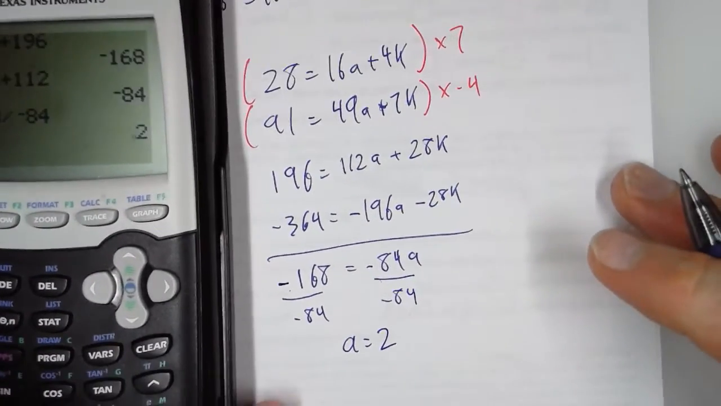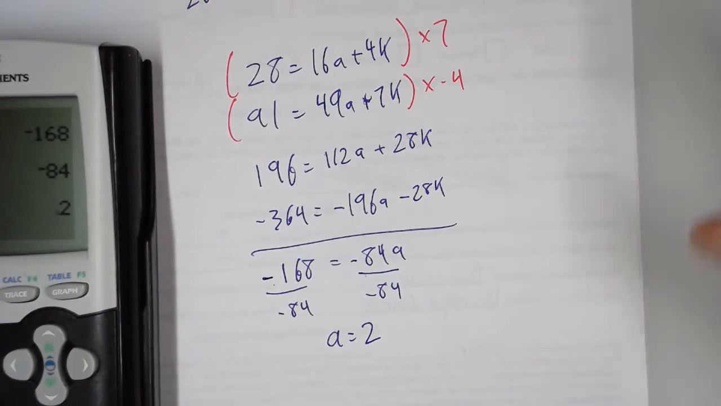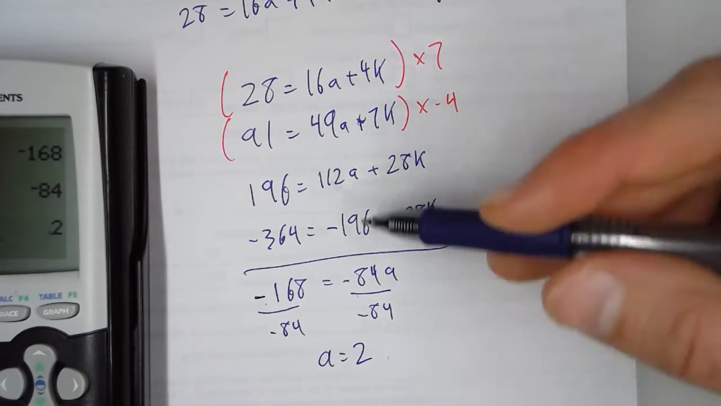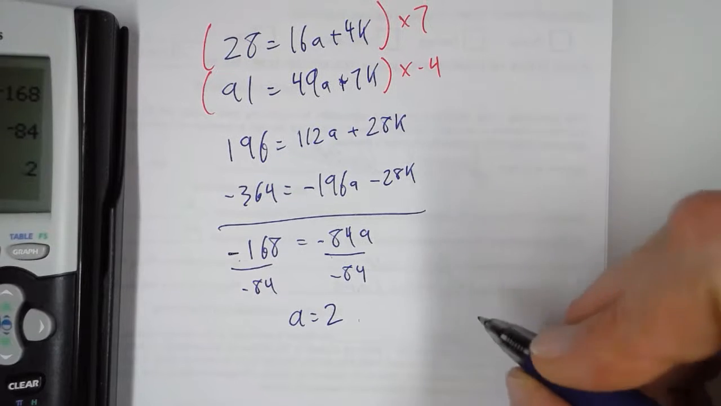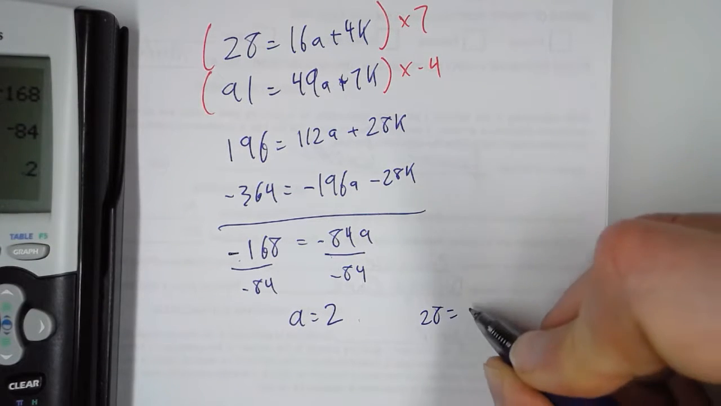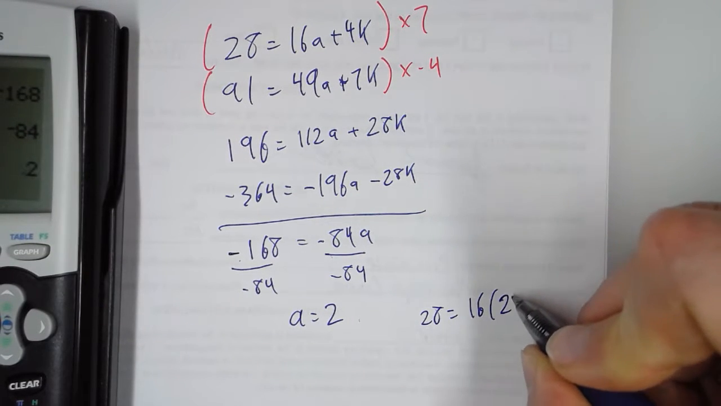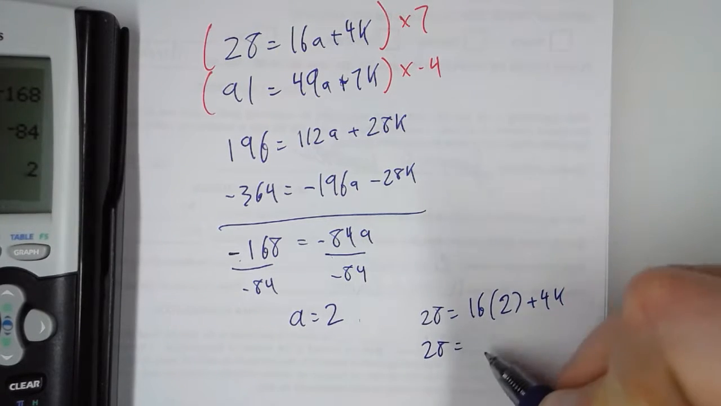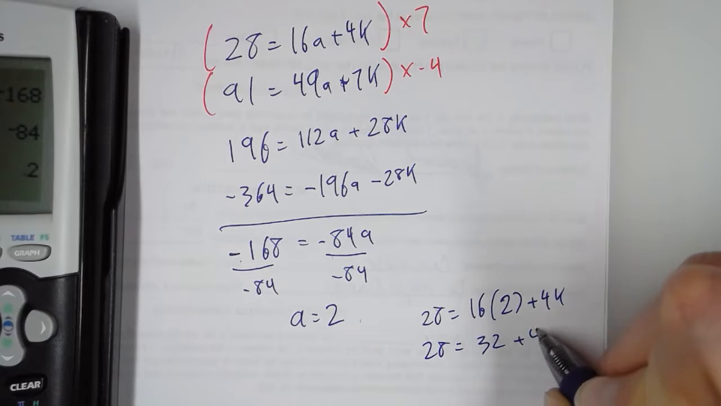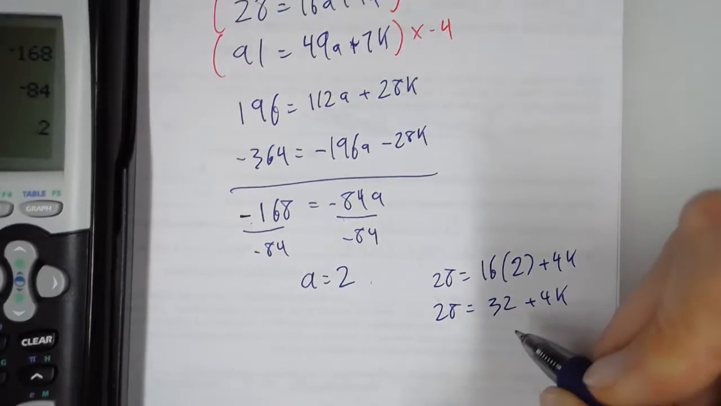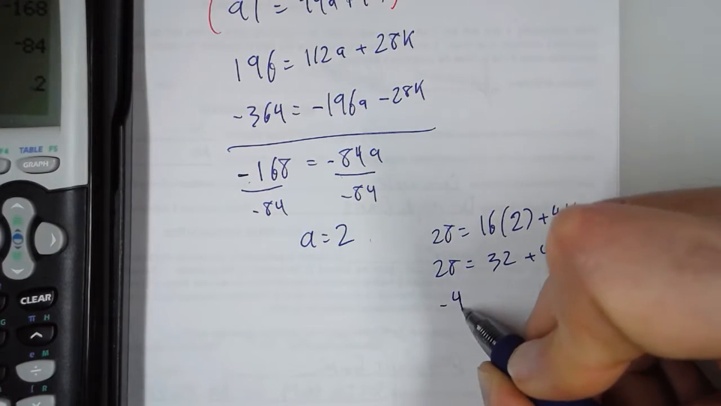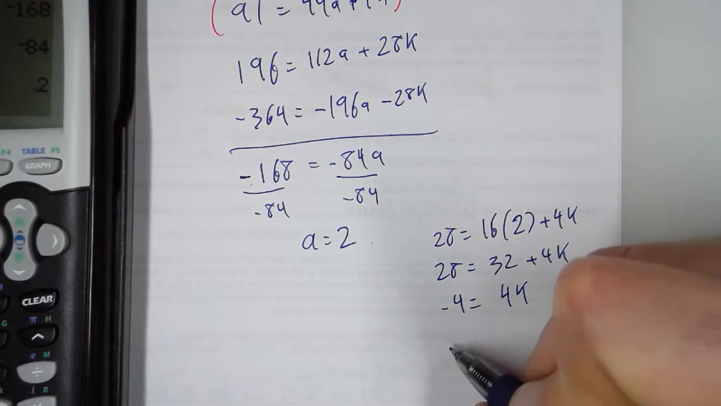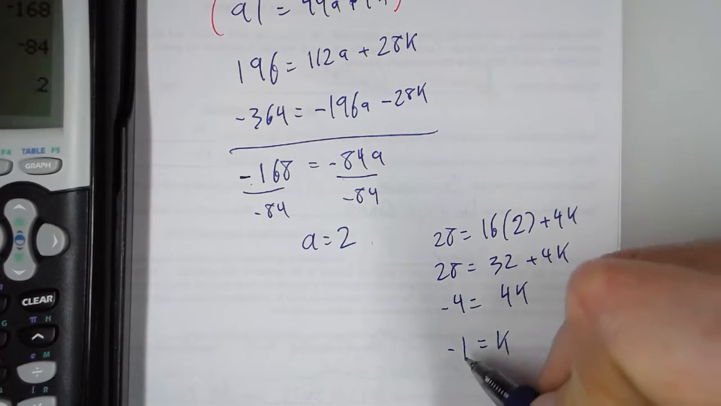So now, all we need to figure out is the value of k. And so we can use any equation we want up here, replacing a with 2. So I'll use this top equation. 28 equals 16, instead of a we put 2, plus 4k. So 28 equals 32 plus 4k. If we subtract 32 to the other side, we get negative 4 equals 4k. So when we divide both sides by 4, we get negative 1 equals k.